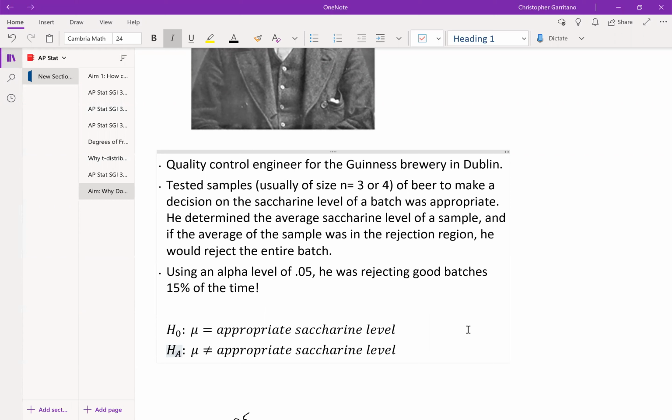Now let's think about this. If he's rejecting good batches, and look, here's his null hypothesis that the average saccharin level is equal to some appropriate level. The alternative is that the average saccharin level is not equal to some appropriate saccharin level. So if he's rejecting good batches, a good batch would mean that mu is equal to some appropriate saccharin level. So he's rejecting the null hypothesis 15% of the time, even when it happens to be true. So he's making an error. What type of error is this?